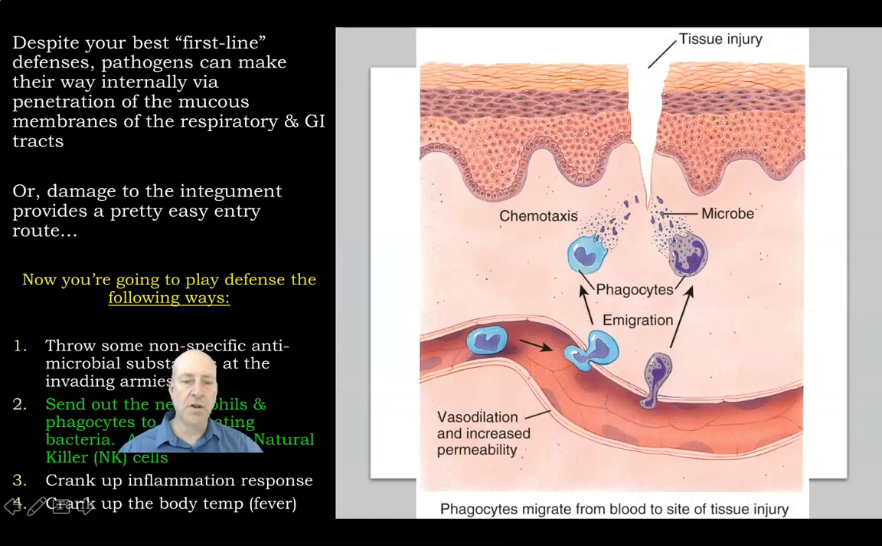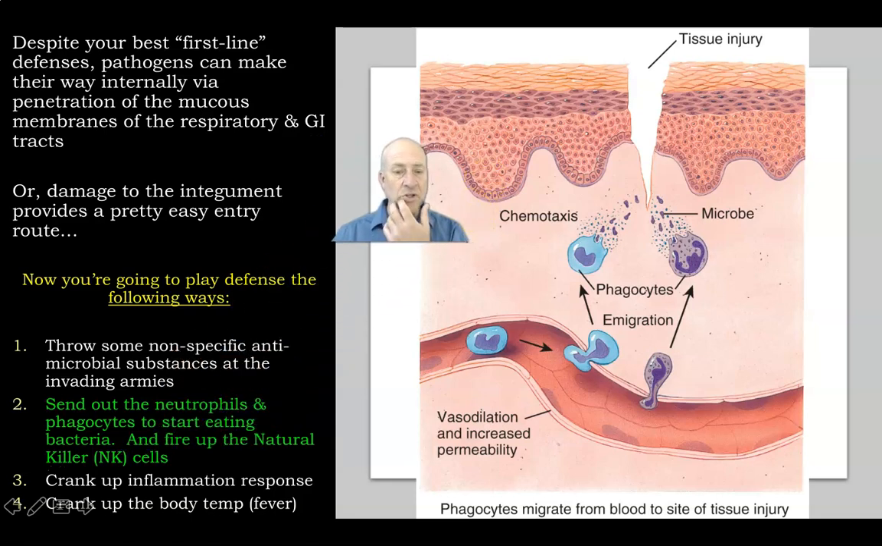Okay, those are all the things you can throw at them, all the molecules you can throw at this invading army. You can also get to work with your phagocytes, cells that eat. Phago is a root for eat. Cyte is a root for cell. Couldn't be more simple. Cells that eat microbes. Okay, neutrophils, macrophages, and natural killer cells. Here you see these microbes coming in, and we'll start with the natural killer cells.